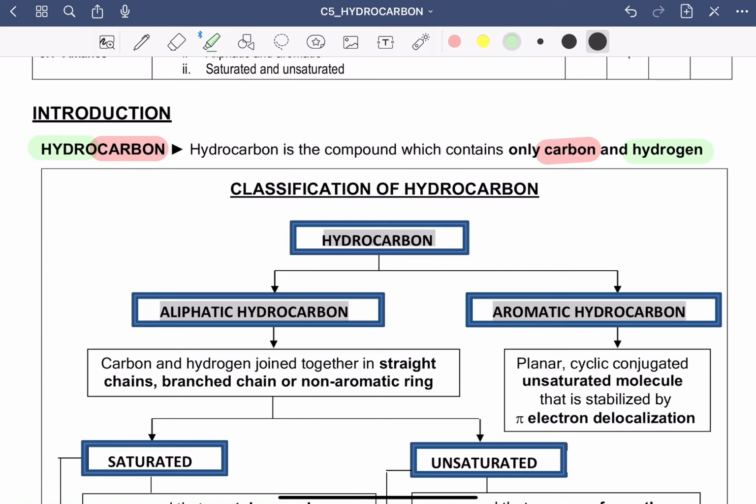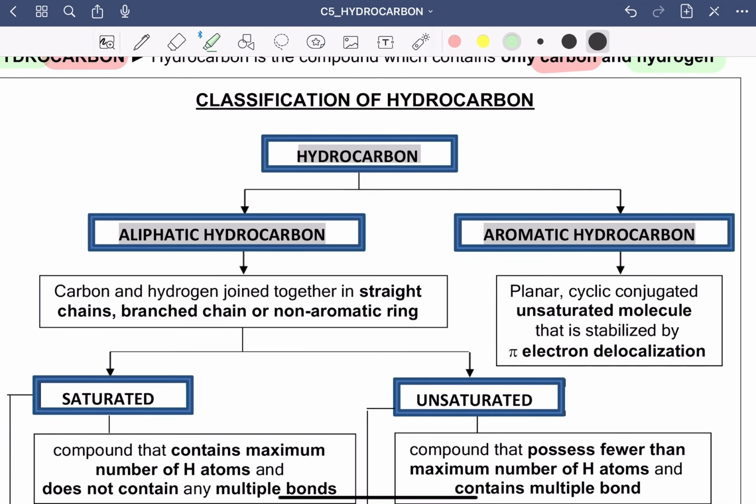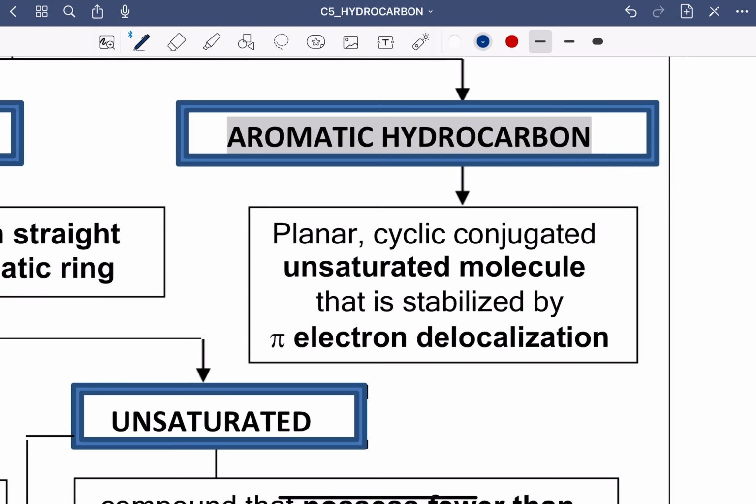It must be something else. If you have a halogen group, it must be something else. So, hydrocarbon only consists of carbon and hydrogen. In hydrocarbon, we can divide it into two types, which is aliphatic hydrocarbons and aromatic hydrocarbons. I'm going to talk about aromatic hydrocarbons first.